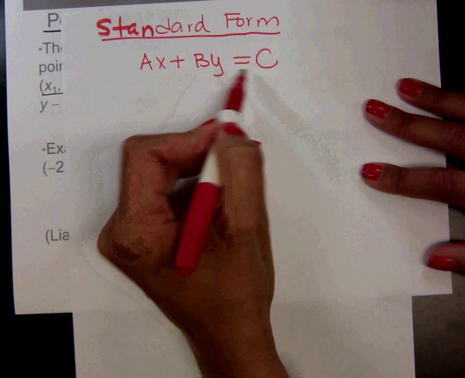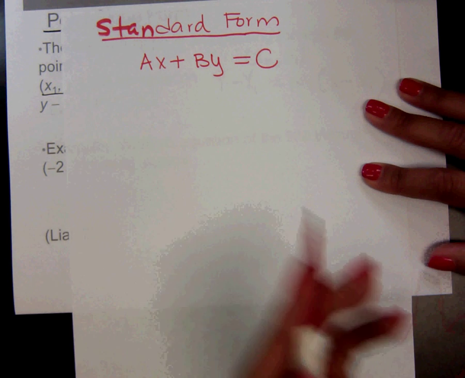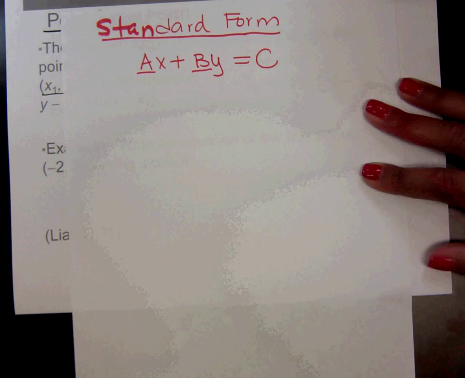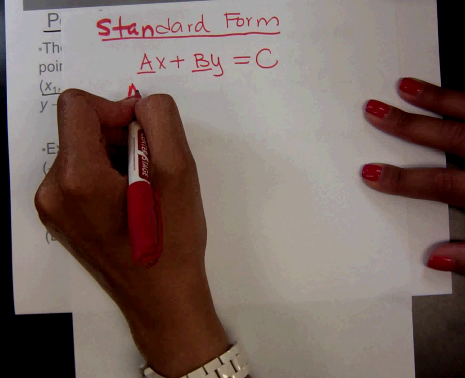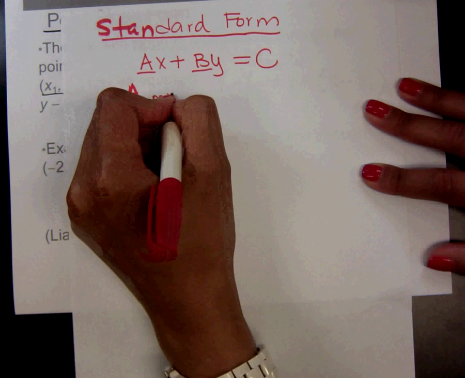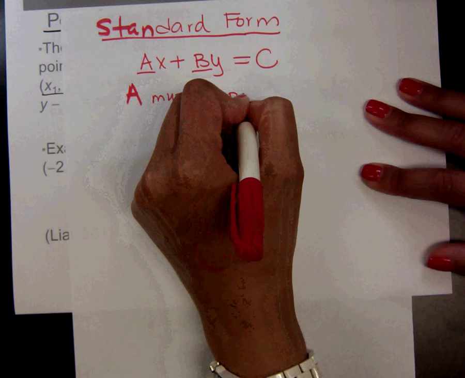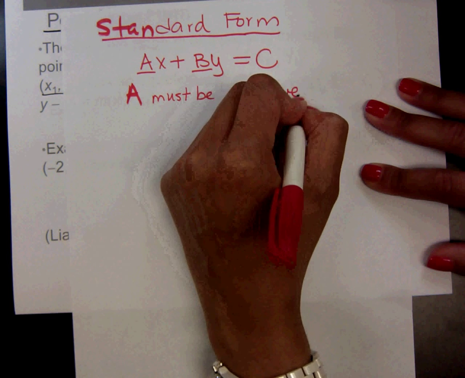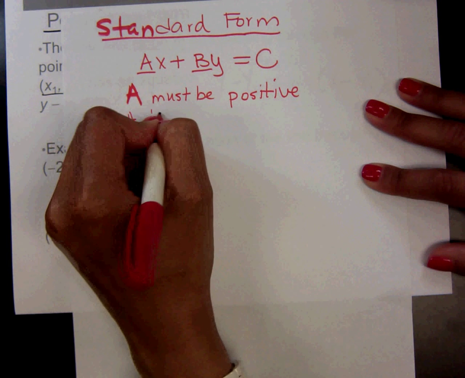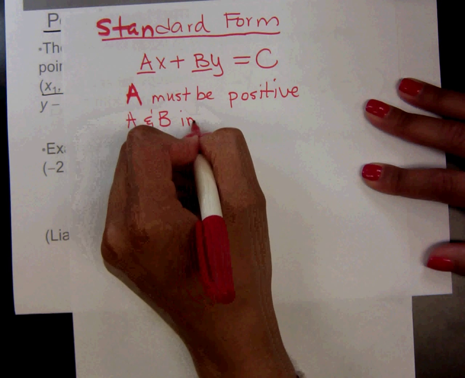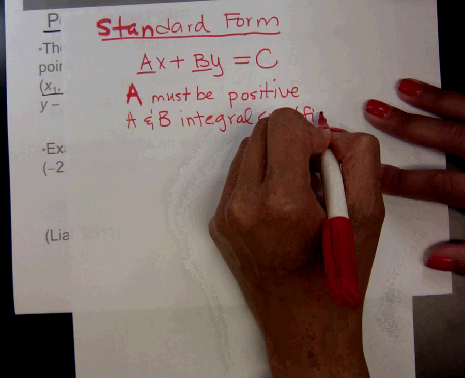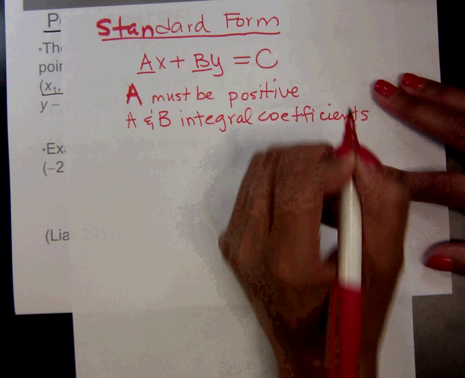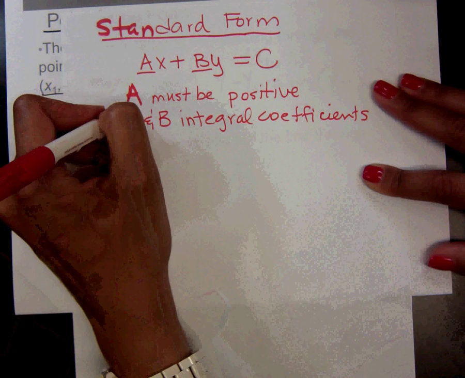We know a, b, and c are real numbers, but we place conditions on a and b. Can anyone remember what those conditions are? Okay, a has to be positive. So a must be positive. Very good. And a and b must be integral coefficients. That means they must be integers. They can't be fractions. Okay? So those are our conditions for standard form.